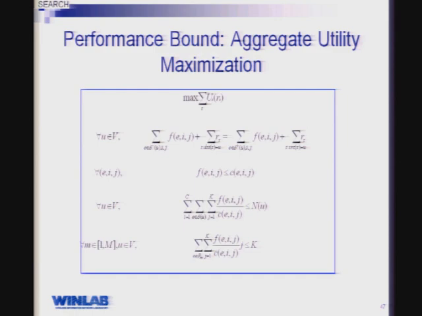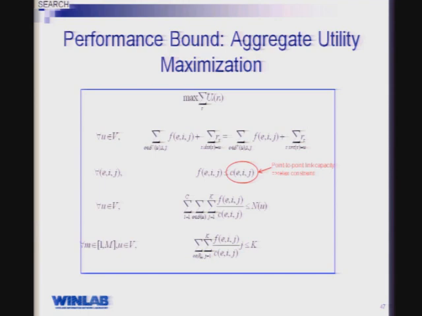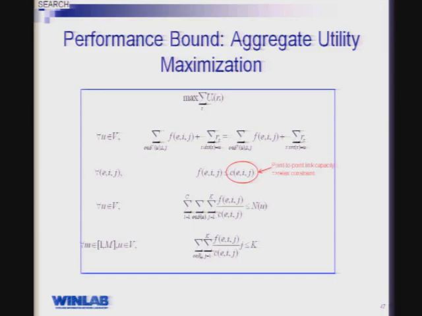So this is the problem formulation. I do not go into detail on this part. I just want to point out that in the capacity constraint, the capacity used on the right hand side of the inequality sign is a point-to-point capacity. This is just a simplified formulation, but it relaxes the constraint and makes the performance bound loose.